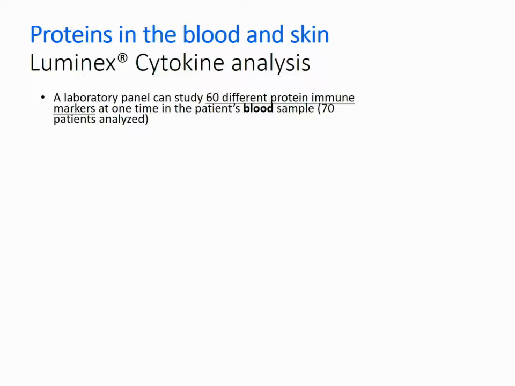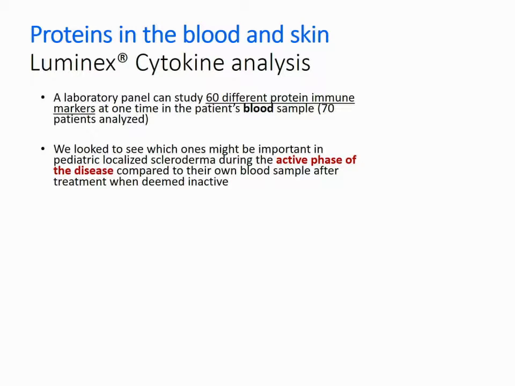So I took about 70 localized scleroderma patients and compared them to a bunch of healthy controls that were age and sex matched, because you have to compare kids to kids. That's kind of a lesson in research. The immune system's a little different in kids versus adults. And then when we looked at that, particular ones that we really wanted to focus on were the ones that had active phase of the disease.